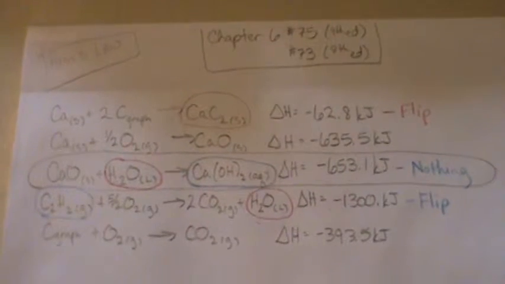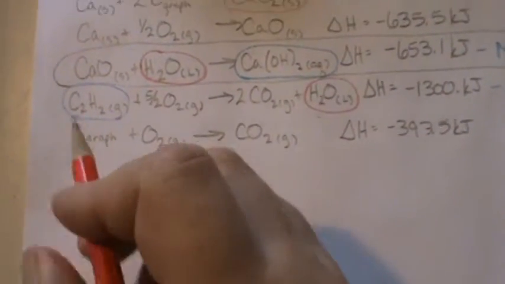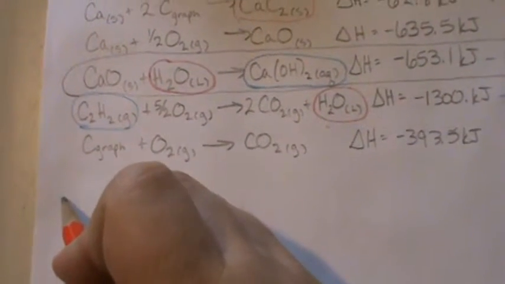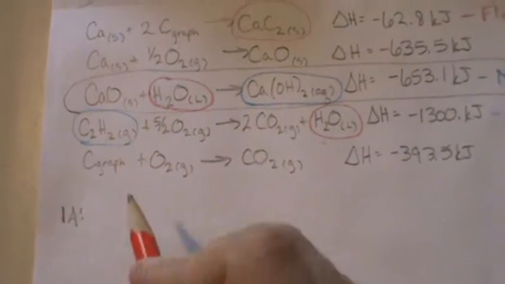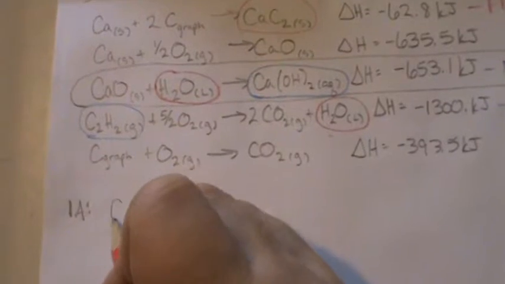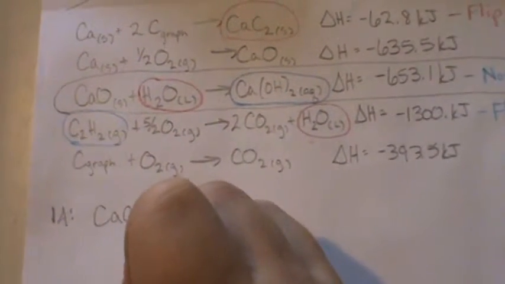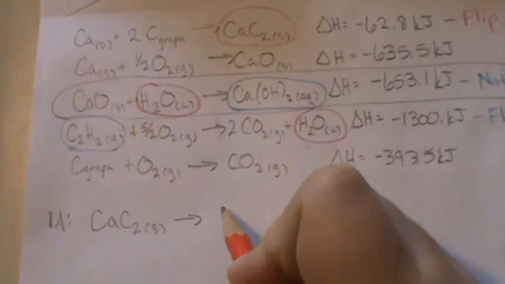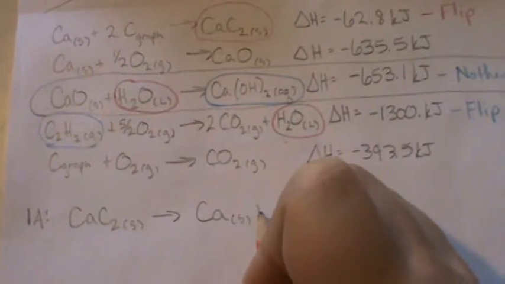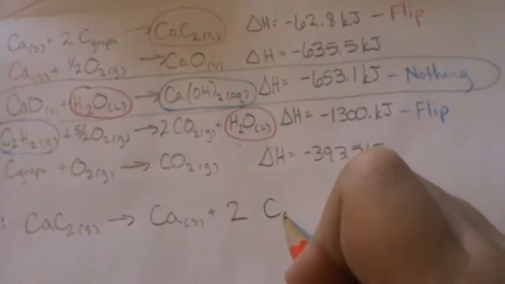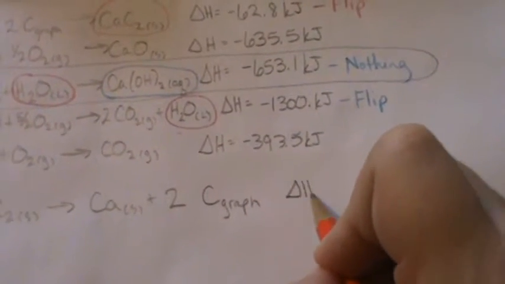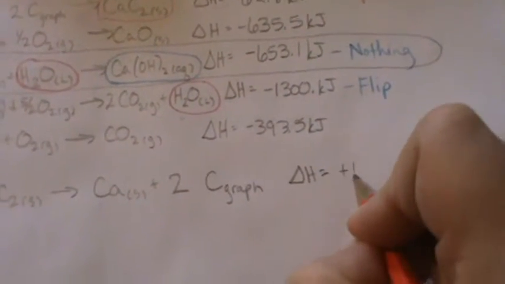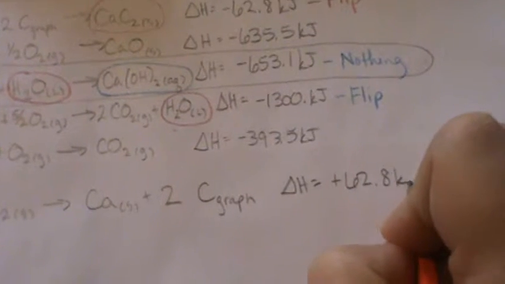All right, I have to flip the top equation. So I come down here. We're going to make this 1A, since it's the first equation flipped, and we'll call it CaC2 solid yields calcium solid plus 2 carbon graphites. Okay, and now we have to flip the sign on delta H to be positive 62.8 kilojoules.